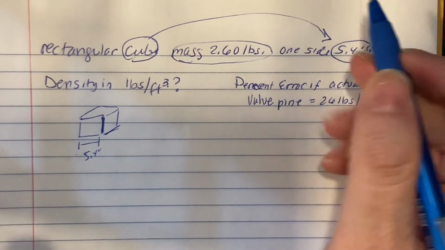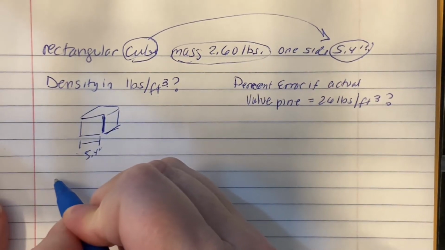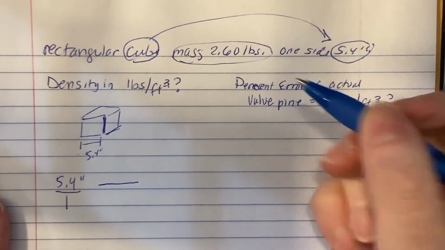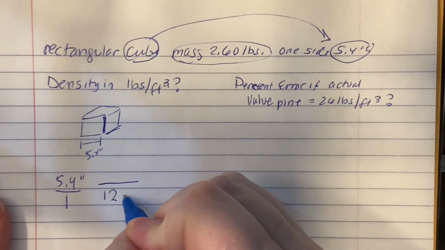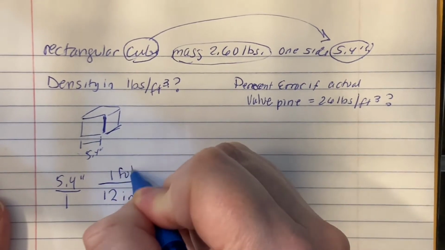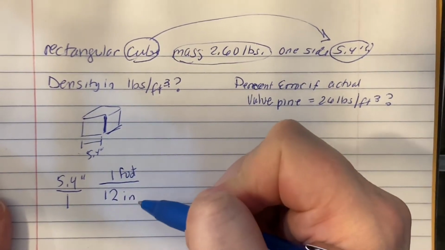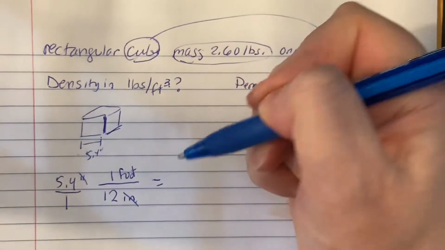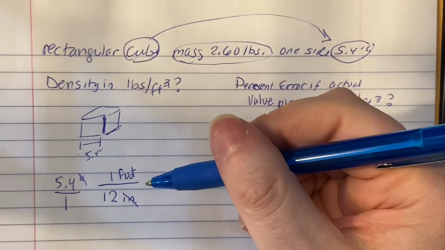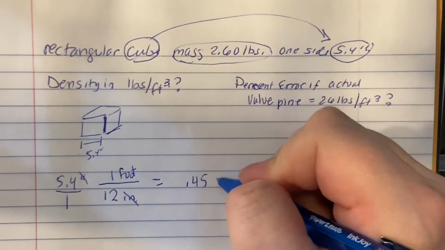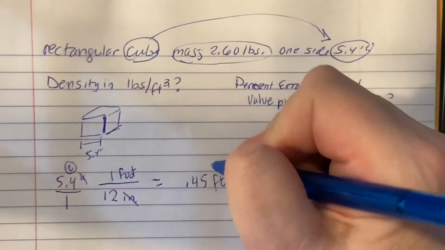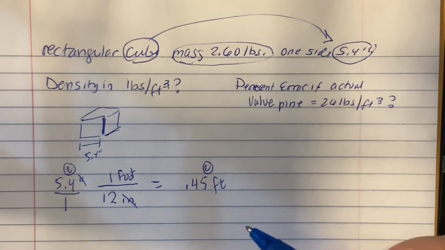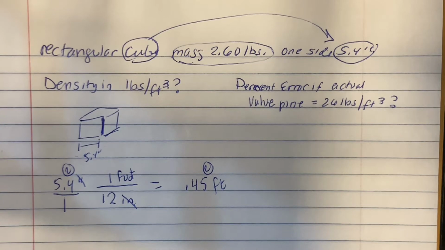I always convert first. Okay, so I am going to say 5.4 inches, and I need to change that into feet. From my conversion sheet, I know that 12 inches is 1 foot. So what I'm converting to is on the top. What I know is on the bottom. So my inches are going to cancel. 5.4 divided by 12 gives me 0.45 feet, 2 sig figs. So that's the same thing that we were doing before, we're just not using metric units, just to give you a little bit of practice with the English units.